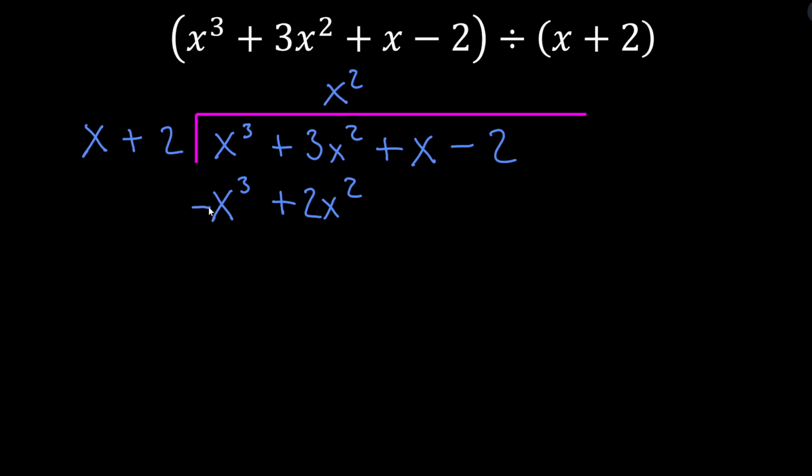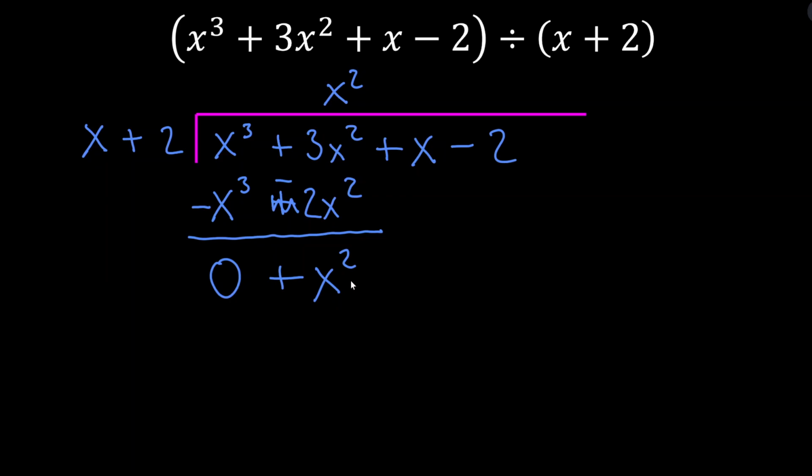We could write a minus here and a minus here. That's because that's what happens when you subtract an entire expression. That minus sign distributes. So here we end up with 0, and here we end up with plus x squared, because we have 3x squared minus 2x squared. That leaves just 1 left.